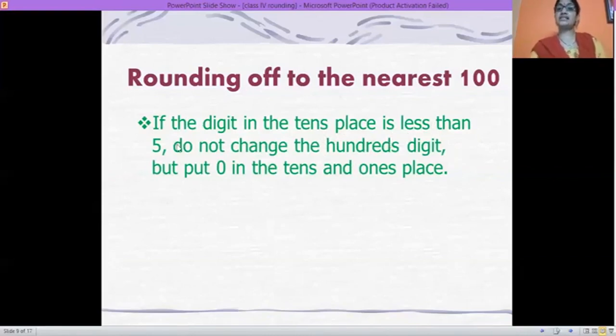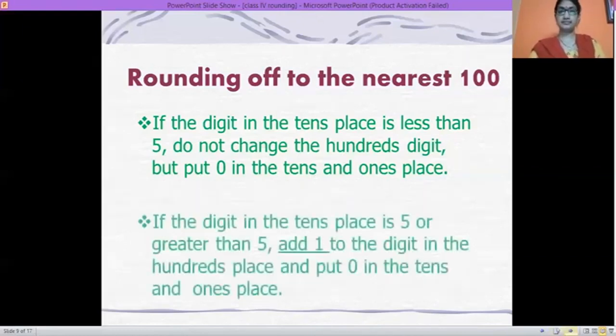If that digit is less than 5, do not change the hundreds digit, but put 0 in the tens and ones place. If the digit in the tens place is 5 or greater than 5, add 1 to the digit in the hundreds place and put 0 in the tens and ones place.